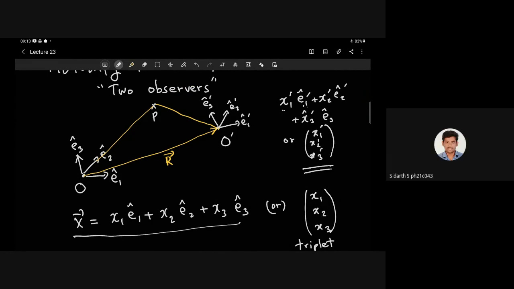Sir, but I mean this x_i e_i prime is just the dot product, and it has to be constant in different systems. Why is the r required? Because the origins are not the same. So x equal to 0 and x prime equal to 0 are not the same points.